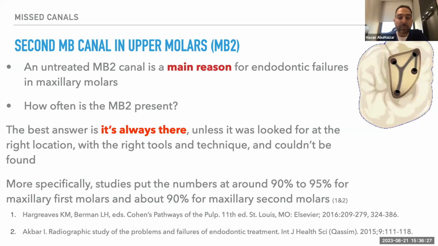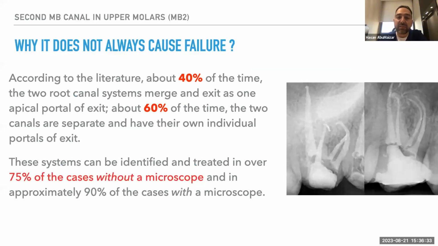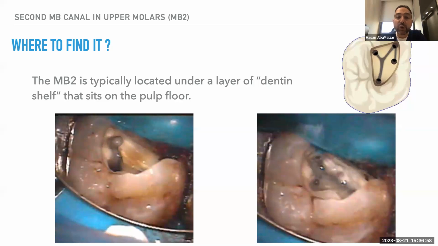So we said that it's usually present in more than 90% of the cases, and sometimes it doesn't fail because it has confluence with the other canal. Studies have found that you can find it in more than 75% without a microscope. And trust me, if you train yourself well where to find it and how to find it, I believe this percentage would be much higher. So first of all, the MB2 usually is covered by a layer of dentine shelf, and that's one of the main reasons that we usually can't find it.